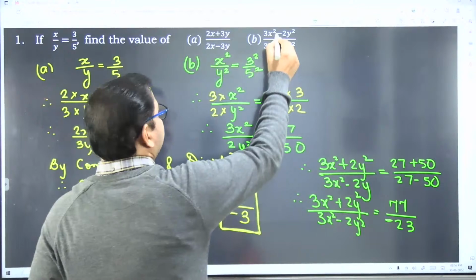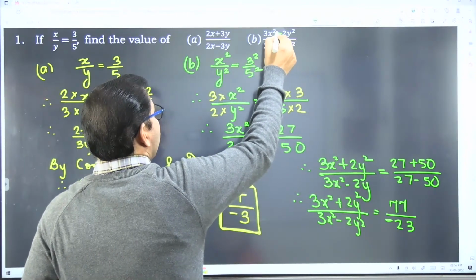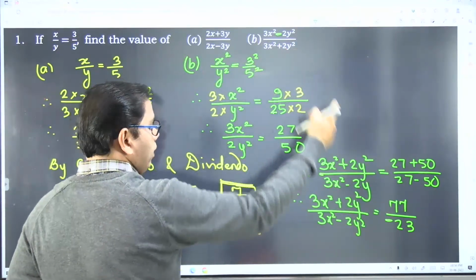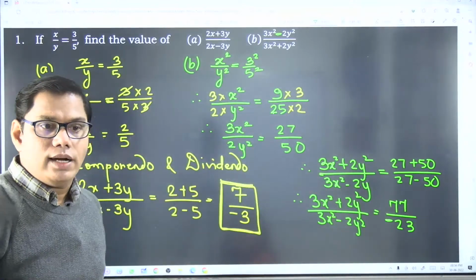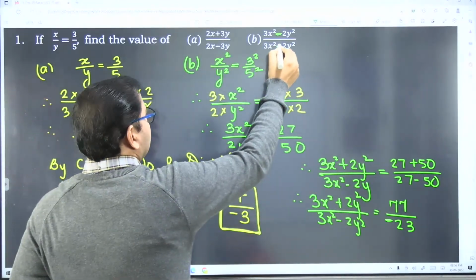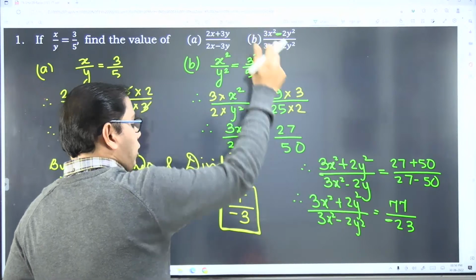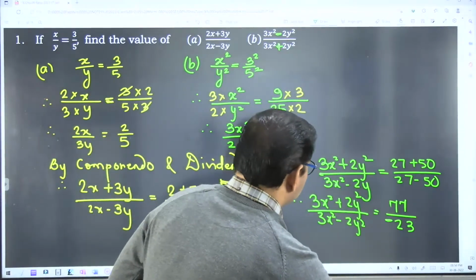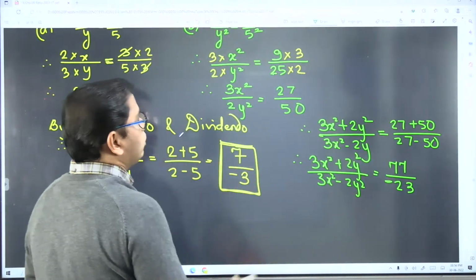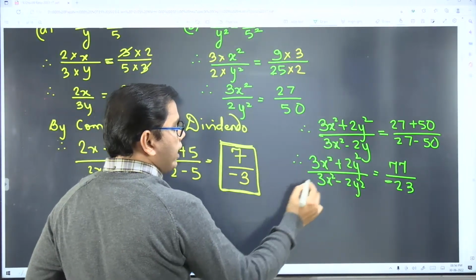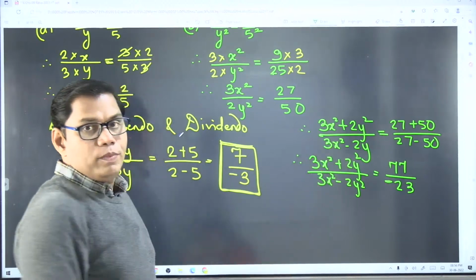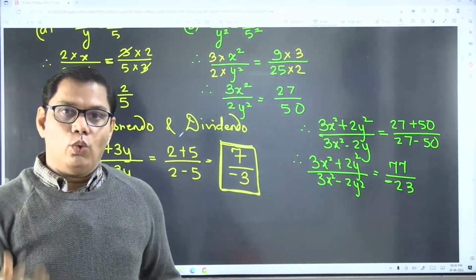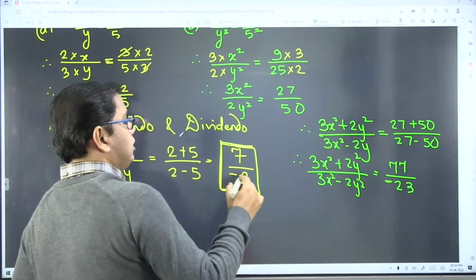Is this my final answer? No. Look at the question carefully. You have minus in the numerator, but my answer has minus in the denominator. And the question has plus in the denominator, but I have plus in the numerator. So I need to do one more step. What is that step? This is ulta. I want to make it sulta. What I have to do is turn the upside down one the right way up.